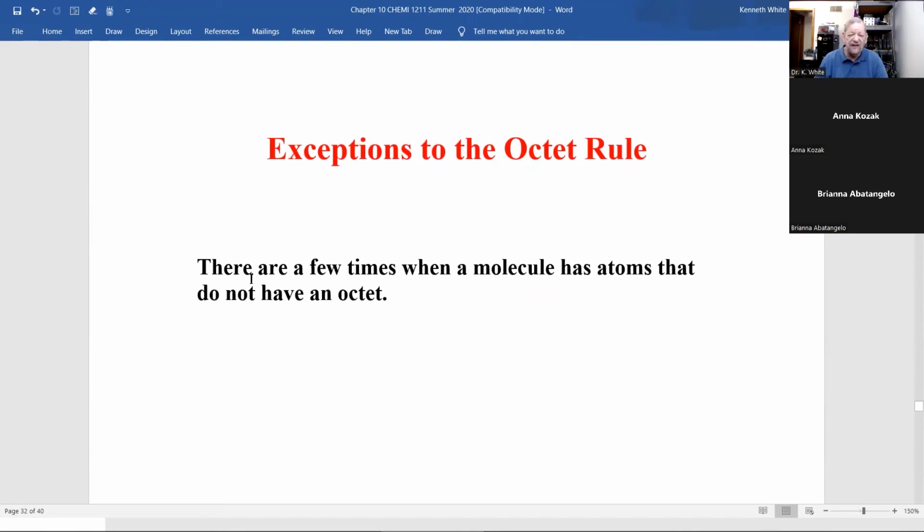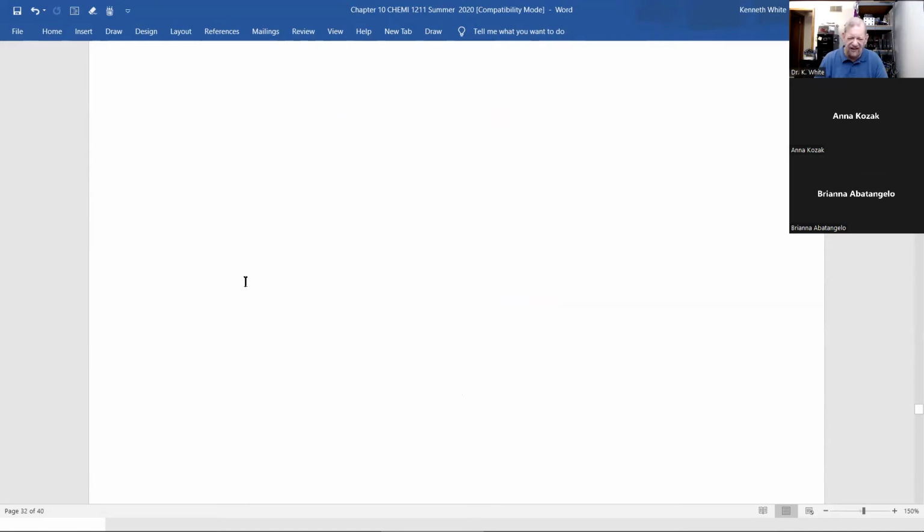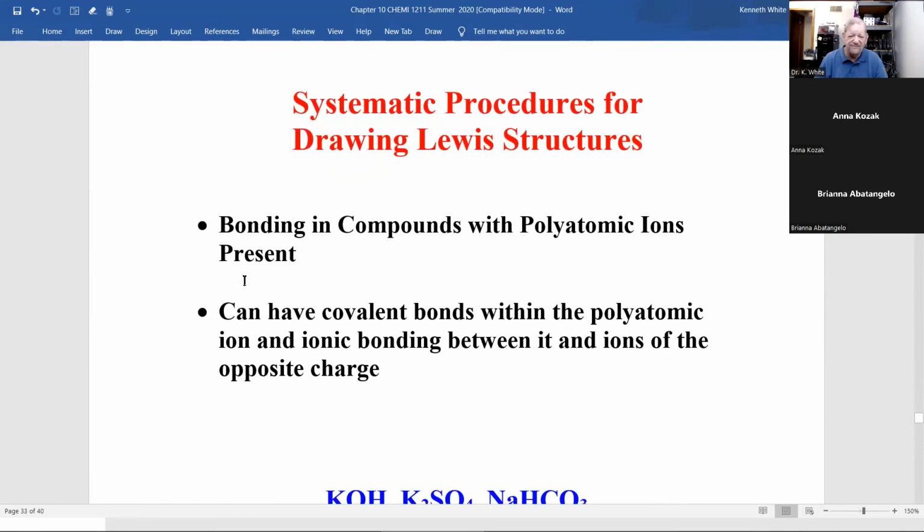And there are some exceptions to the octet rule, but I'm not going to cover that in this class. And we've shown this for Lewis structures.